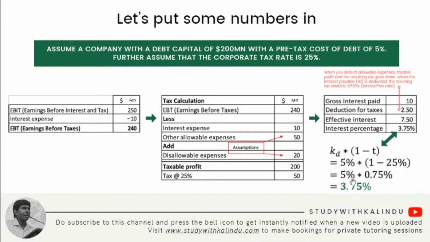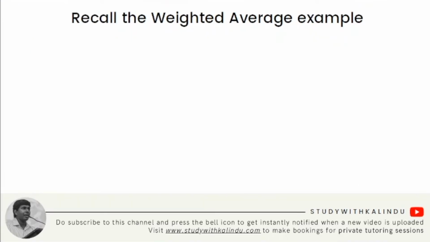So this is how interest becomes tax deductible. Do not memorize it, but understand it and have a snapshot in your mind, so you will never ever get any calculation incorrect. Now let's recall the weighted average example that we did at the very beginning of this video.